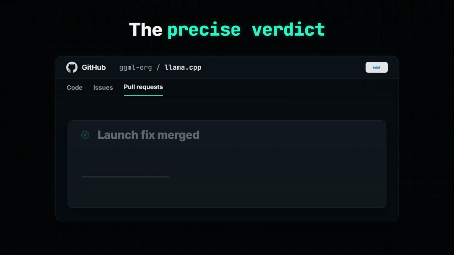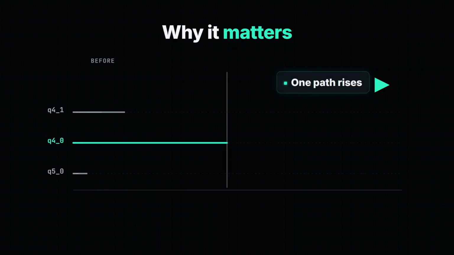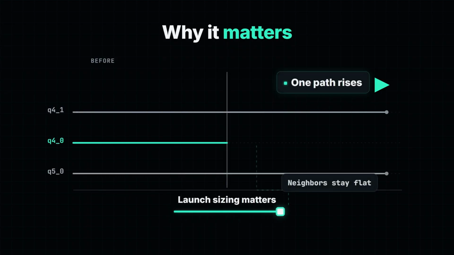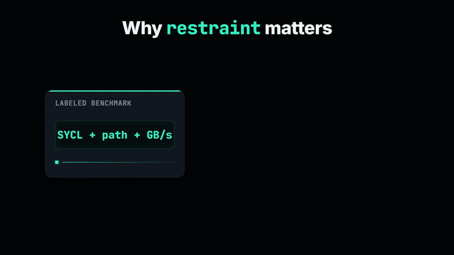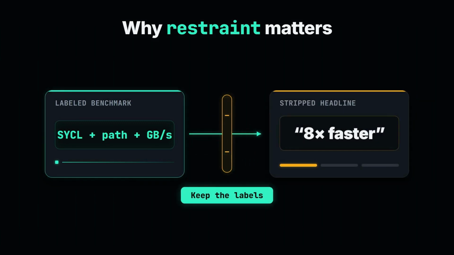The update is specific: llama.cpp fixed SYCL launch sizing and reported an exceptional Q40 to F32 copy gain. A low-level launch mismatch can dominate one operation. Neighboring quant paths can still remain unchanged. Backend benchmarks need labels. Remove the path or metric, and an accurate measurement turns into a misleading headline.